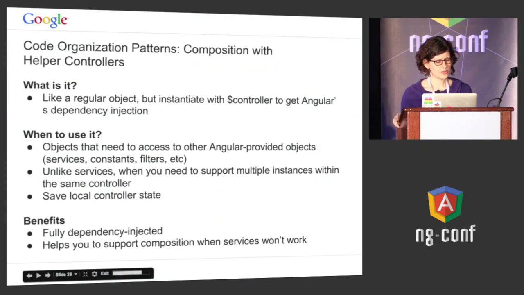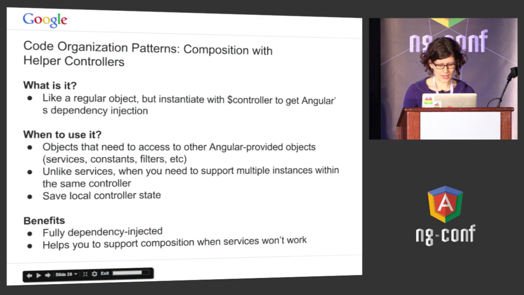Okay. And the last way that we've been using quite a bit is composition with helper controllers. A helper controller is a name we came up with. It's like a regular object, except that we instantiate it with the $controller service in order to get Angular's dependency injection. We've come up with different names: companion controller, scope buddy, I don't know. We have a hard time knowing what to call this, but it's basically just an object with dependency injection. This works well when your objects need to reference other Angular objects, which a lot of our more complex ones will need to. But unlike services, this supports multiple instances on a page, and it also allows you to save local controller state.